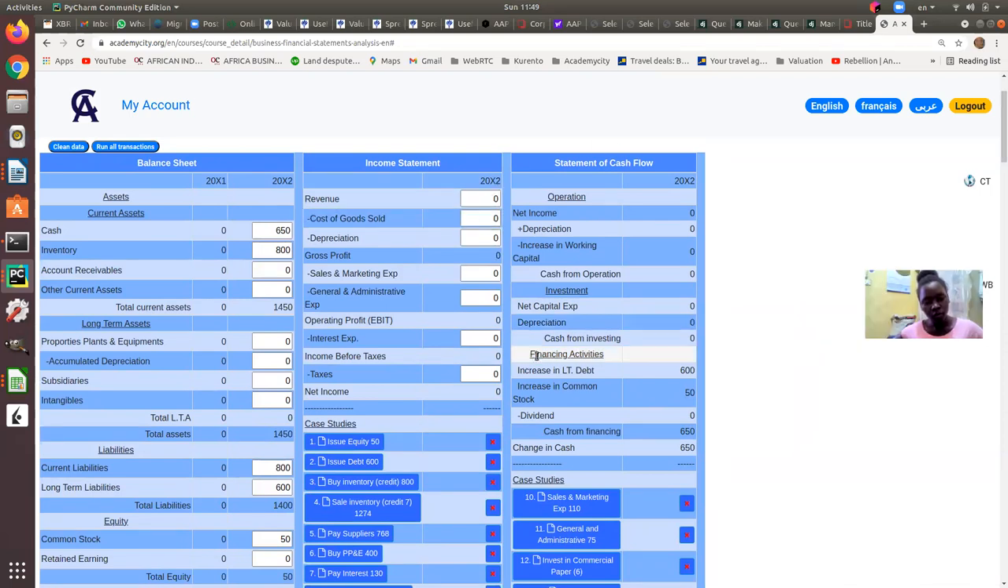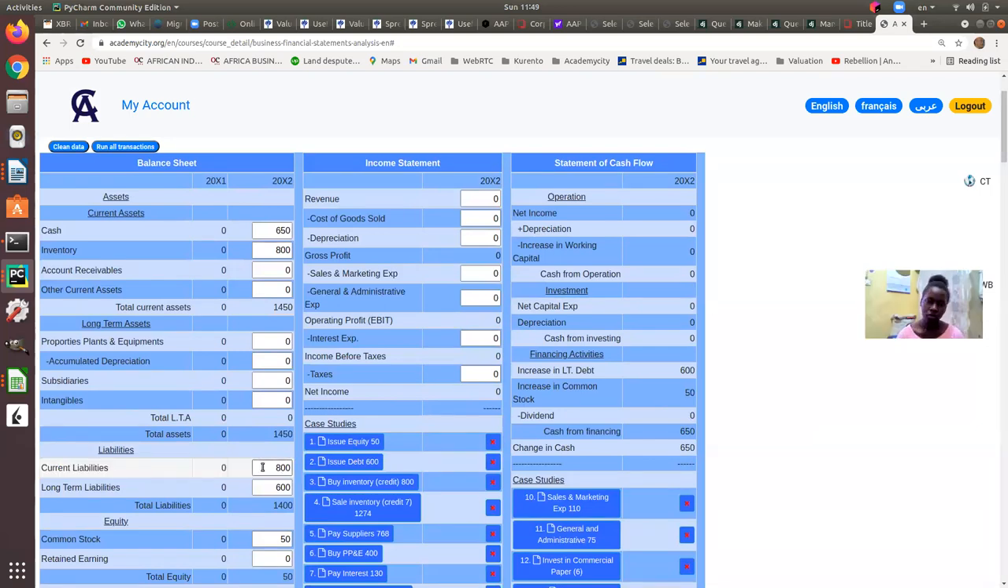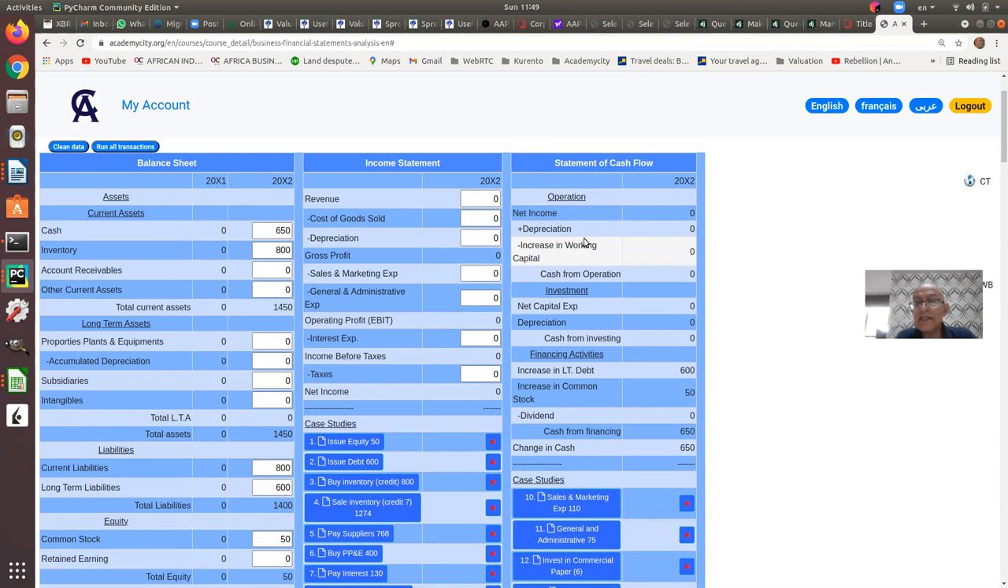But I would expect, some do by the way, some do. The way I constructed the statement of cash flow, it's one of two methods. Some do the statement of cash flow and they put all the detail. They will put inventory in the operation, and you will see inventory went up by 800. And they will put the current liabilities, or accounts payable as we'll see in the future. Those two lines will be in the operation and they cancel out. Let me explain the term.